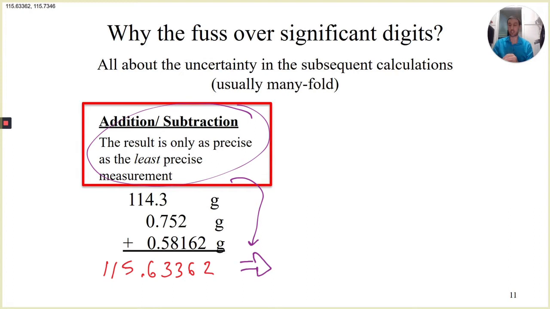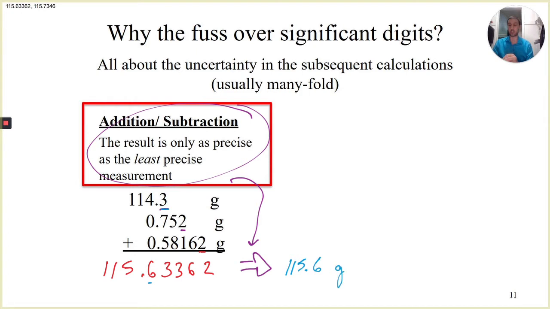That first number is only precise to the tenths place. The second one goes to the thousandths. The last one goes to some precision that I can't even label. Which means in our answer, we can only report to the tenths because that's the one that is least precise. So my answer becomes not 115.63362, but 115.6, and in this case, grams.